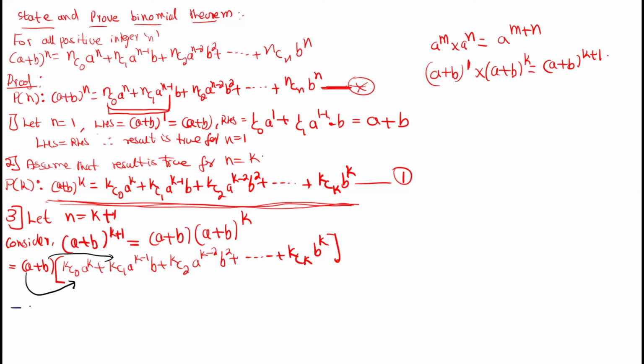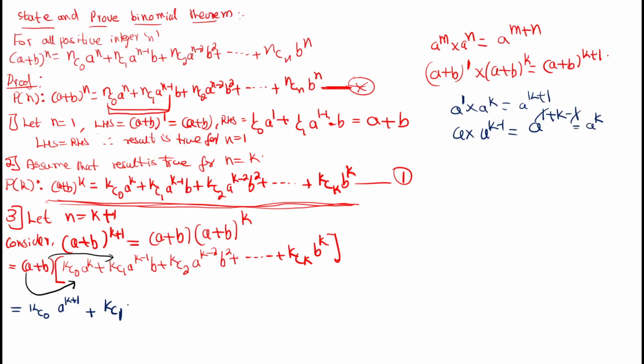So that's it. It's equal to kC0 into a power k, multiplied by a. Outside, a into a power k, a to the a means a power 1, right? So that I can get a power k plus 1. So here kC0 into a power k plus 1, plus kC1 into, next see, a is multiplied to a power k minus 1. So what you can get is a power 1 plus k minus 1, plus 1 minus 1 gets cancelled. I can get only a power k, right?